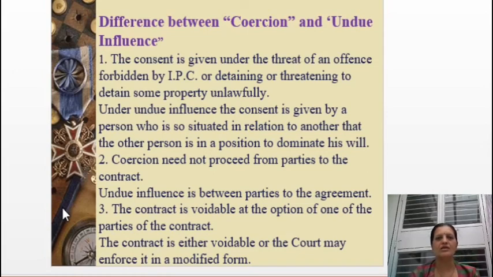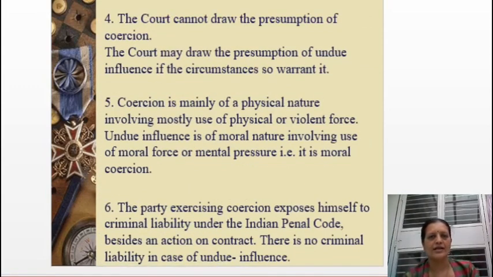Number three, the contract is voidable at the option of one of the parties to the contract in case of coercion. But in case of undue influence, the contract is either voidable or the court may enforce it in a modified form. Next difference, the court cannot draw the presumption of coercion, whereas in case of undue influence, the court may draw the presumption of undue influence if the circumstances so warrant it.